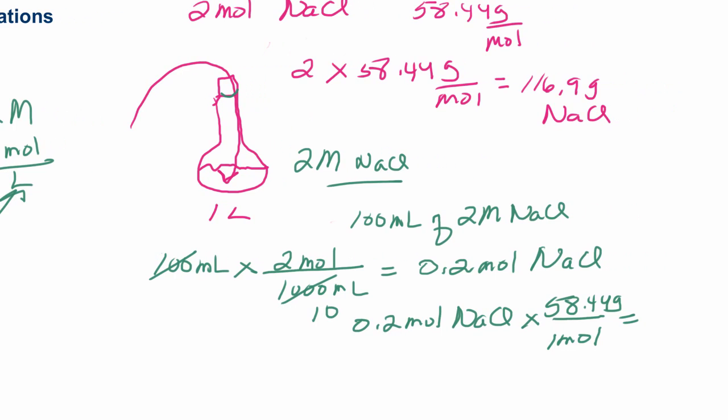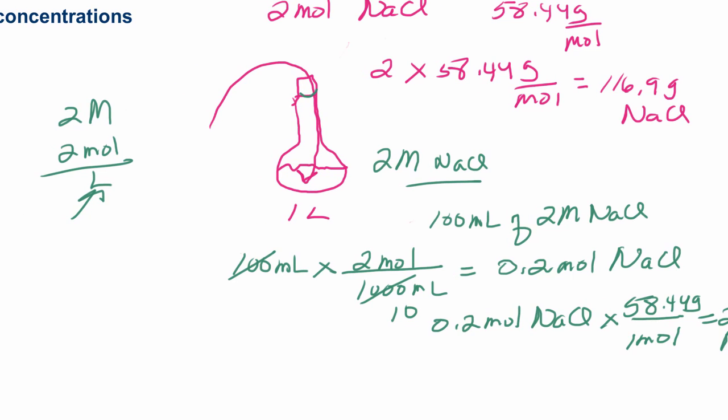And that would give me, I would need to measure out 29.22 grams of sodium chloride. And I would put that into a 100 milliliter volumetric flask, dilute to the mark with water, and that would give me 100 milliliters of 2 molar sodium chloride.